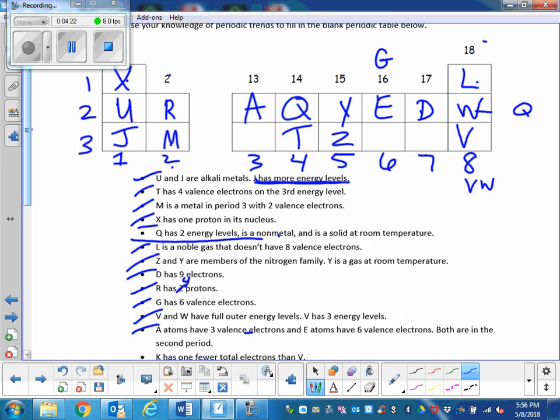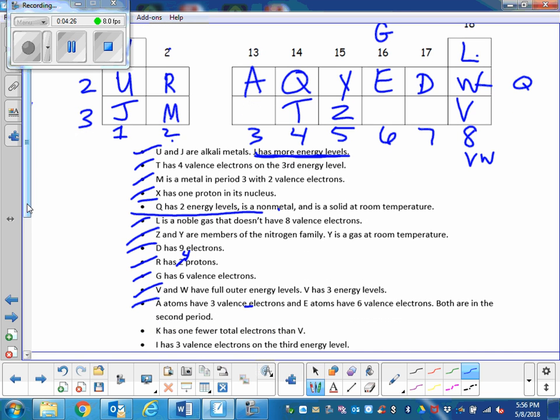The last 2 clues that we have is K has 1 fewer total electrons than V. So if we locate V, my K is going to be there. I has 3 valence electrons on a 3rd energy level, so 3 valence electrons on the 3rd energy level would make I. And then finally, leaving me with my G kind of hanging out above, and that is the end of my periodic table clues.